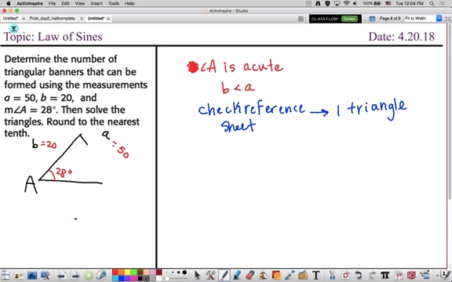And see if you can solve it on your own. I'll put it up here, but see if you can solve it. Or you can use this reference sheet too. You don't have to worry about memorizing the reference sheet.